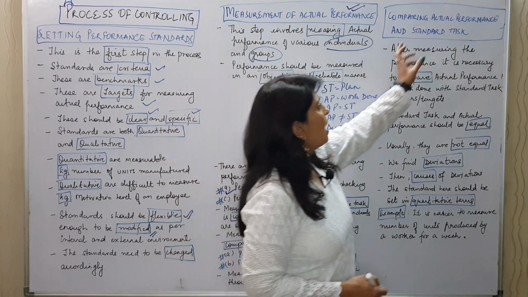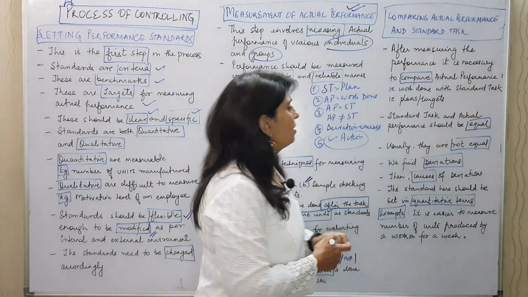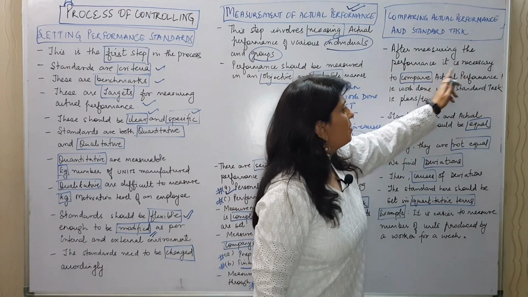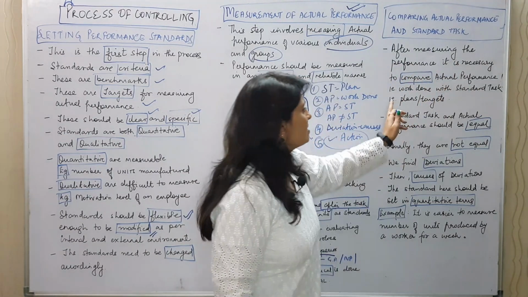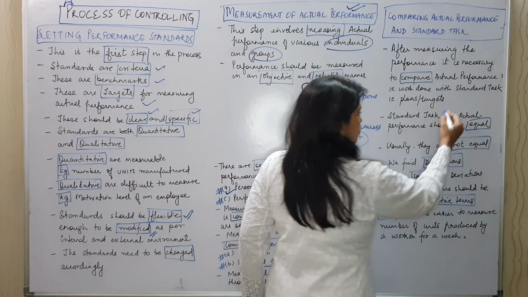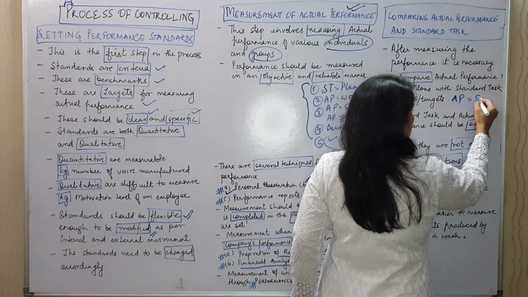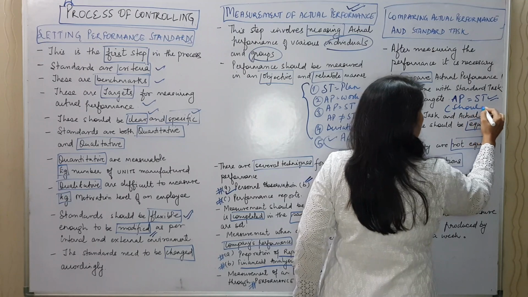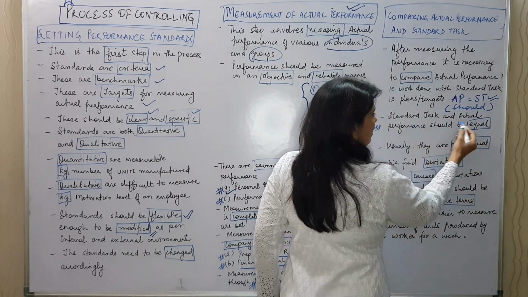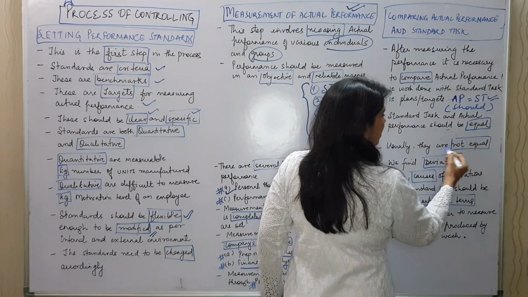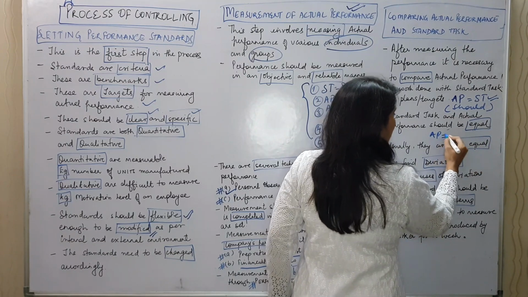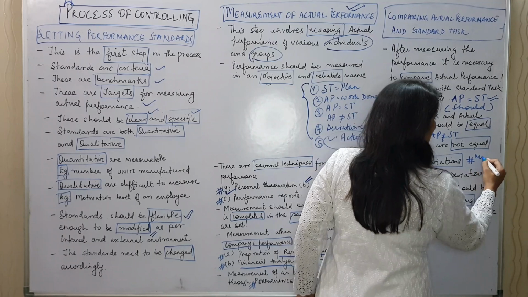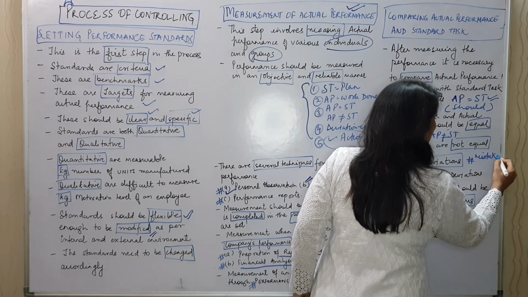Next is comparing actual performance with standard task. Exactly what we have just done here. After measuring the performance, it is necessary to compare actual performance, that is work done, with standard task. So we are comparing actual performance with standard task. They should be equal. Usually they are not equal. So whenever they are not equal, what do we find? We find deviation. Deviations are mistakes which you make.